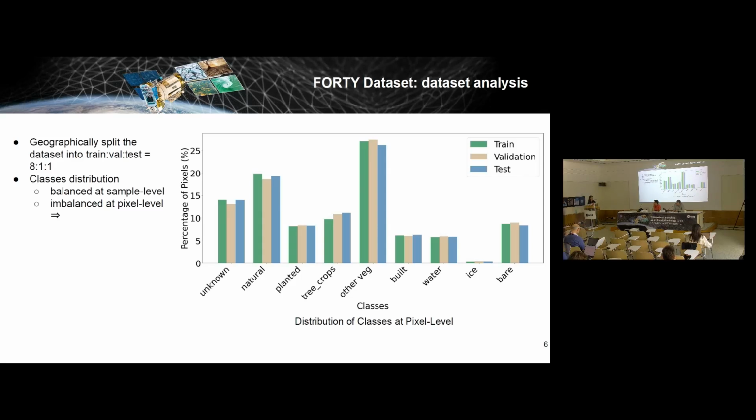And this is an image we can show here. This is a distribution of class at pixel level. It's quite clear that the majority of pixels are from other vegetation. And as for the forest classes, we can see that fewer pixels are from planted and tree crops.